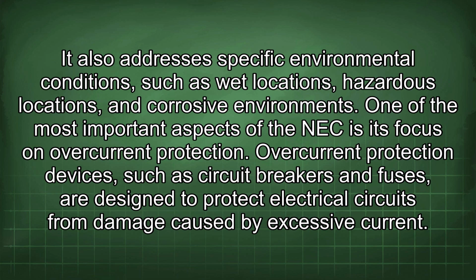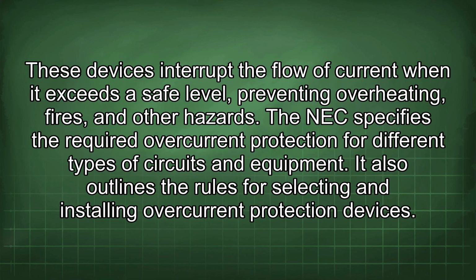One of the most important aspects of the NEC is its focus on overcurrent protection. Overcurrent protection devices, such as circuit breakers and fuses, are designed to protect electrical circuits from damage caused by excessive current. These devices interrupt the flow of current when it exceeds a safe level, preventing overheating, fires, and other hazards. The NEC specifies the required overcurrent protection for different types of circuits and equipment. It also outlines the rules for selecting and installing overcurrent protection devices.